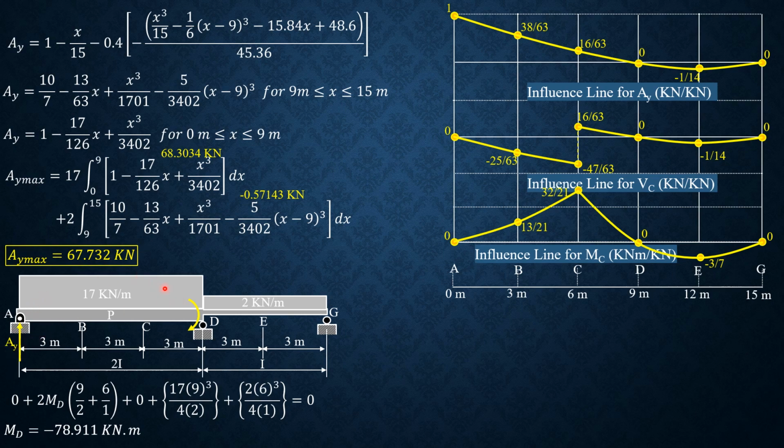So AY max or AY times 9 plus this moment, which is 78.911, equals the moment of the load 17 times 9. Moment arm is 9 over 2 or 4.5. Again, summation of moment at D equals 0. So AY or AY max times 9 plus 78.911 equals 17 times 9 times moment arm 4.5. From there, we can solve AY, which is AY max equals 67.732 kilonewtons, which is the same as that. For maximum shear at C, let's have that on the next slide.